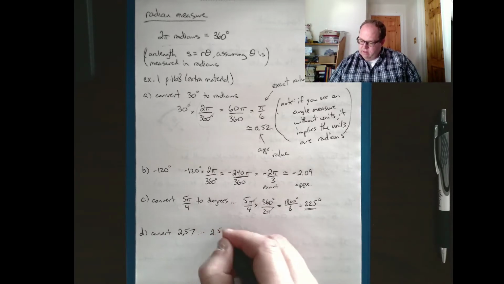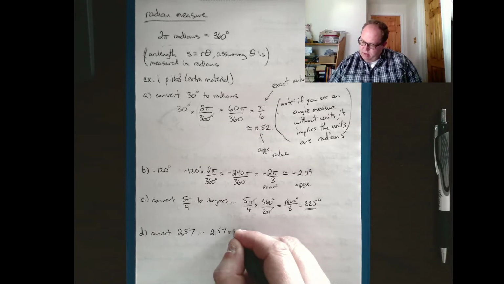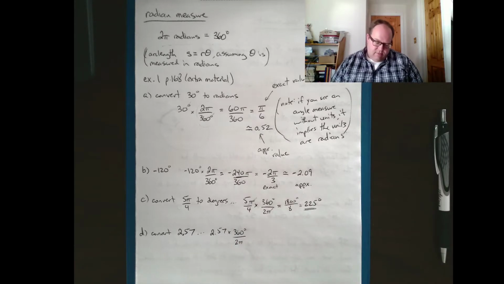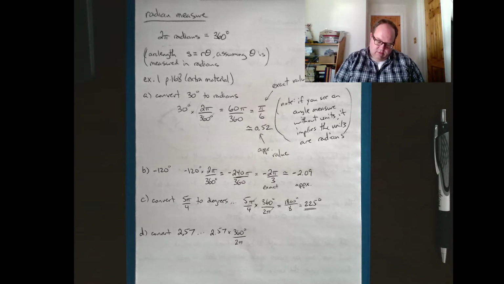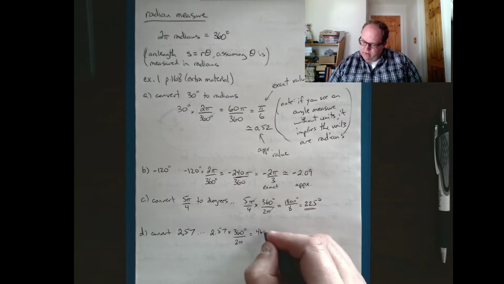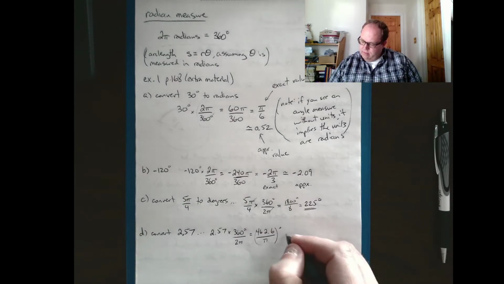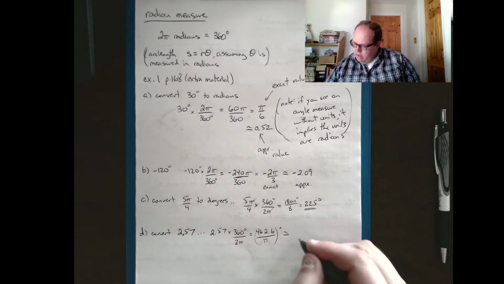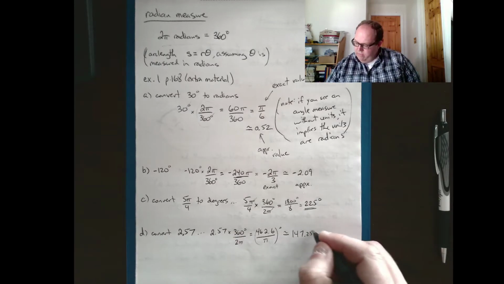So I convert it the same way I converted from radians before. I multiply by 360 degrees over 2 pi. I don't think there's going to be any particularly nice answer for this. It would end up as 462.6 over pi degrees. In this case, usually we would use the approximate value of 147.25 degrees.